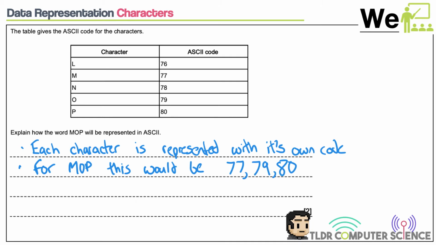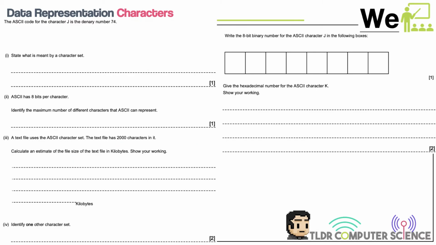It's also worth pointing out that actually in the computer it won't be stored as 77, 78, and 79. You would also need to be able to find out what that is in binary, because that's how it would actually be storing it. Okay, let's start doing some definitions.